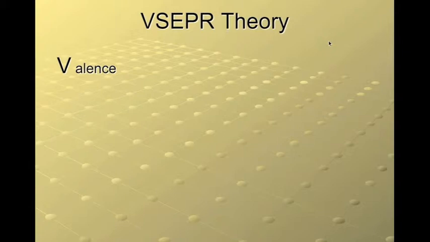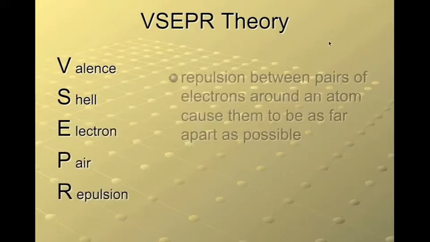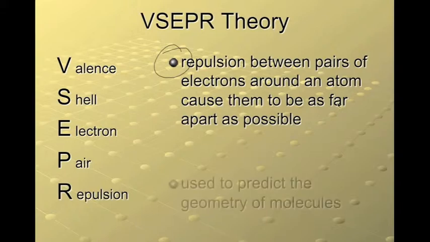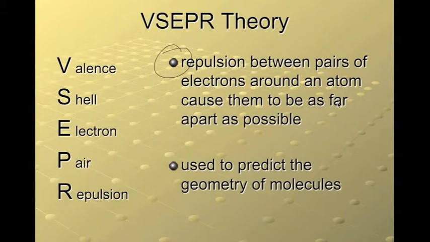VSEPR stands for valence shell electron pair repulsion. It's the repulsion between pairs of electrons around an atom, and it causes them to be as far apart as possible. One thing we have to remember is that all electrons are negative, so they do not like each other because they're like charges. So basically they try to get as far away as possible from each other. We use VSEPR theory to predict the geometry of the molecule, the shape of the molecule.